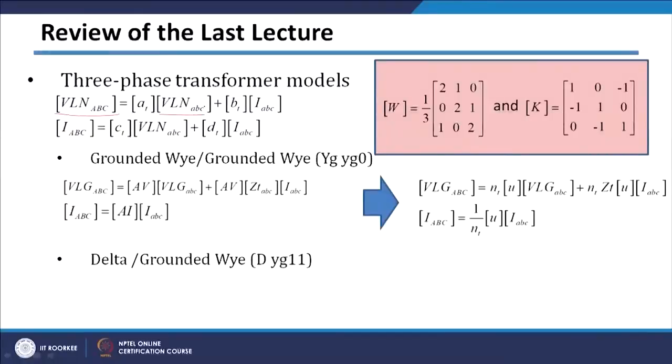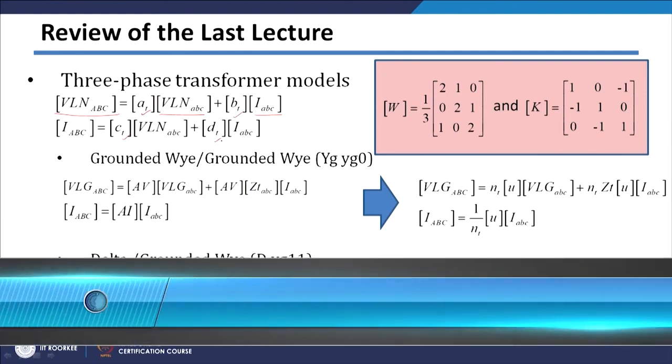4 different connections. To derive the ABCD parameters, we have seen that we need to get voltages in terms of line to neutral voltages and currents in terms of line currents. Those define your ABCD parameters, and over the last 2 lectures we have derived various ABCD parameters for different configurations.